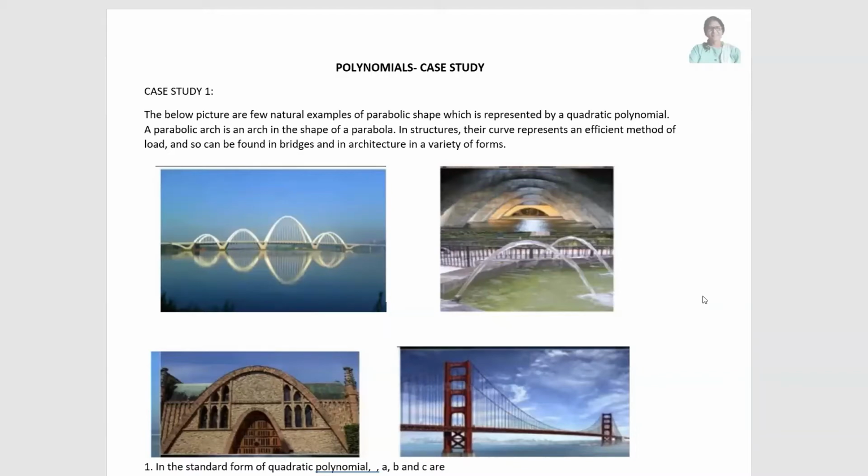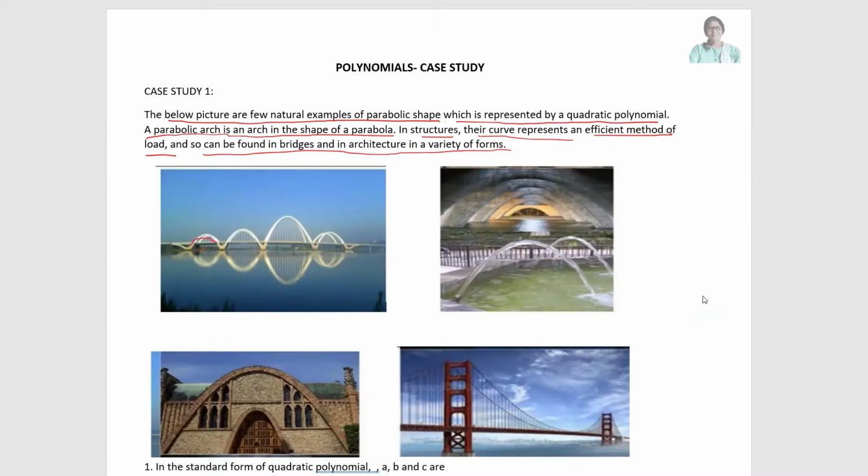Polynomials case study 1. The below pictures are a few natural examples of parabolic shape, which is represented by a quadratic polynomial. A parabolic arch is an arch in the shape of a parabola. Their curve represents an efficient method of carrying load, and so can be found in bridges and architecture in various forms.